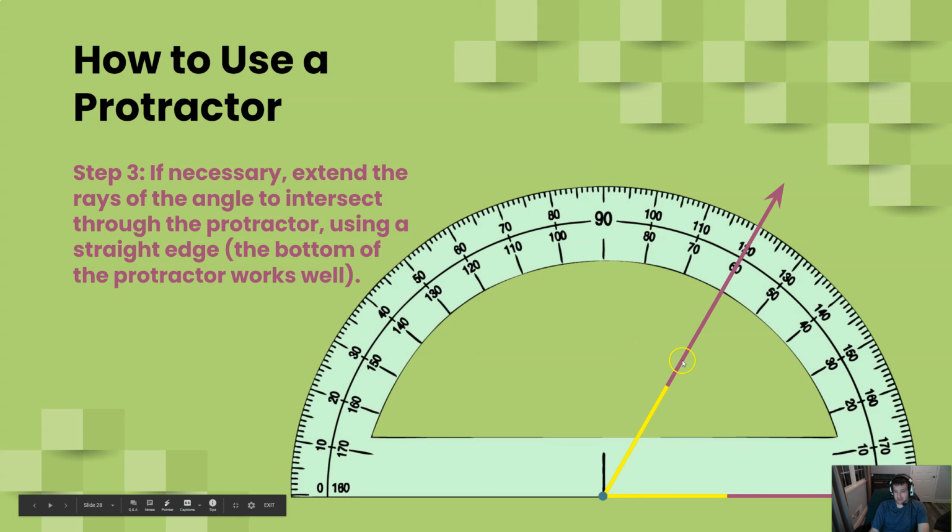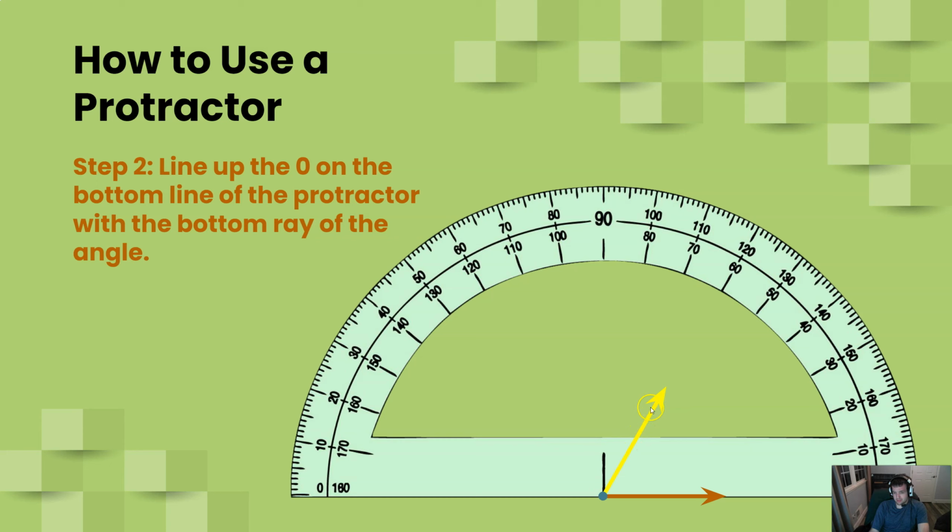Then also, because rays can be extended infinitely, right? That's the whole purpose of the arrow. You can extend them infinitely. When you look at this angle, it's kind of hard to eyeball exactly where that ray intersects on these tick marks, right?